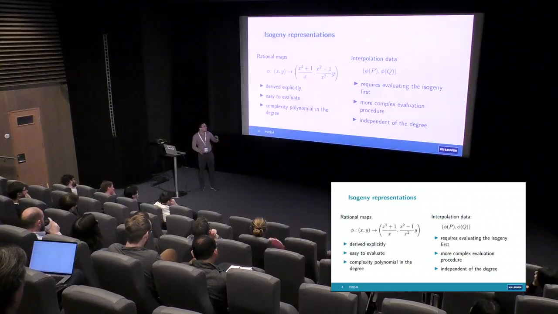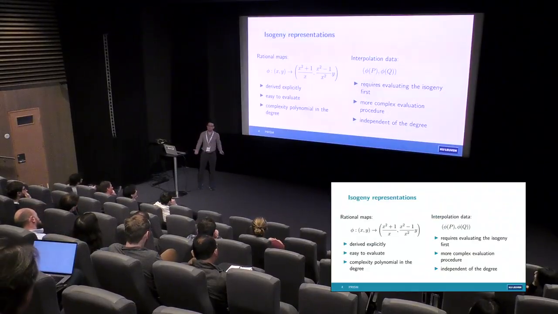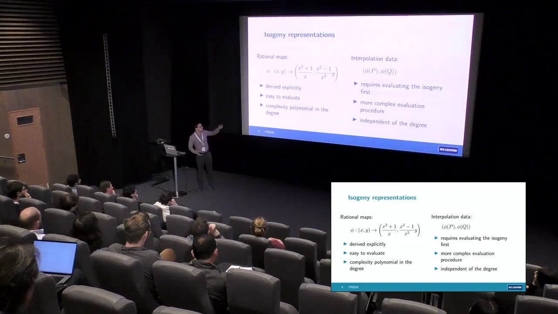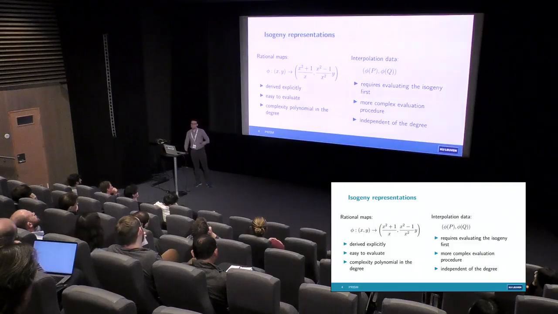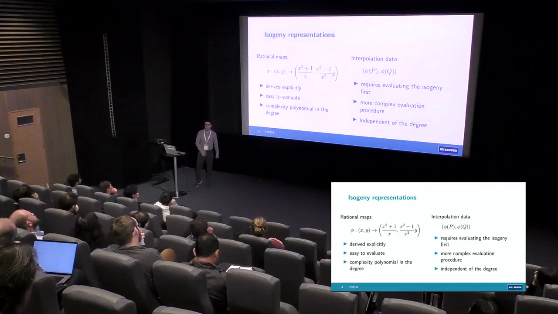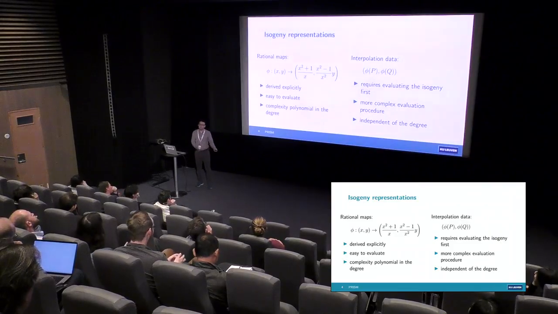And the last introductory slide on isogenies: how do we represent an isogeny? What does it mean that I know an isogeny? As I said, an isogeny is just polynomials. And the most natural and the most classical way to represent an isogeny is by showing the rational maps or the polynomials that correspond to this isogeny. This map can be derived explicitly. It's easy to evaluate once you have these polynomials. You just take the x and the y of your point, and you get the x and the y of another point.